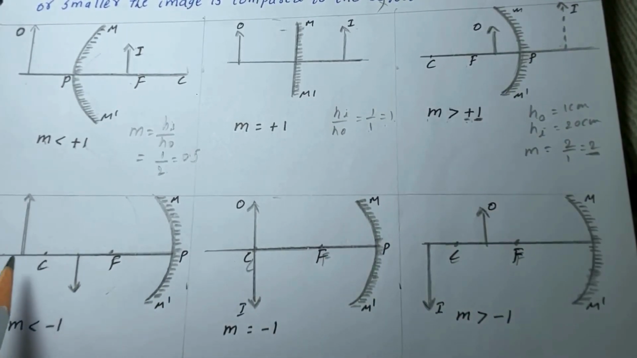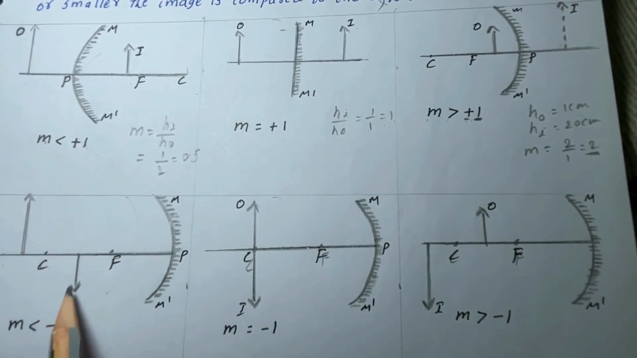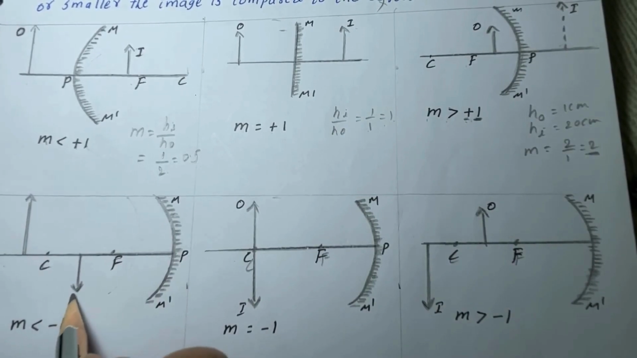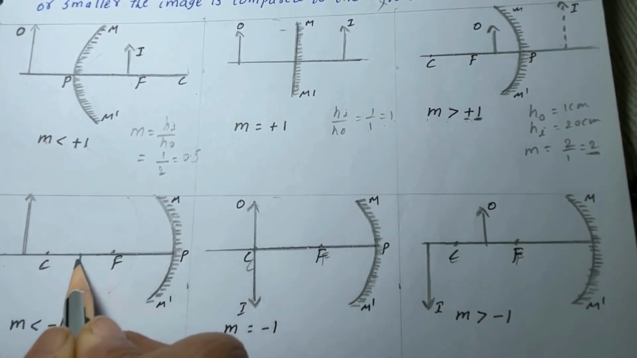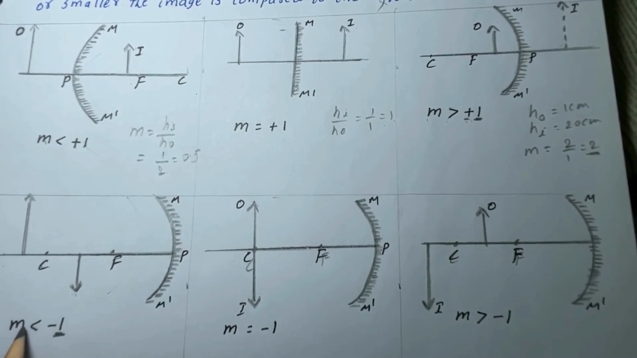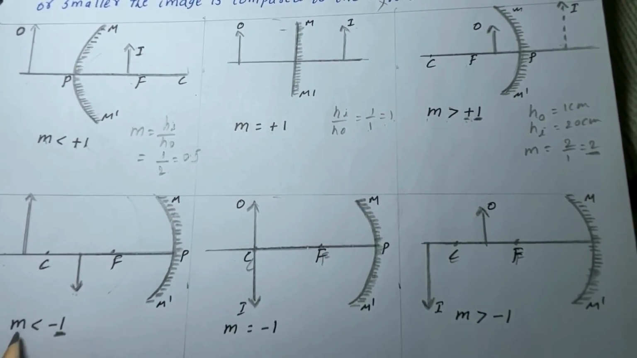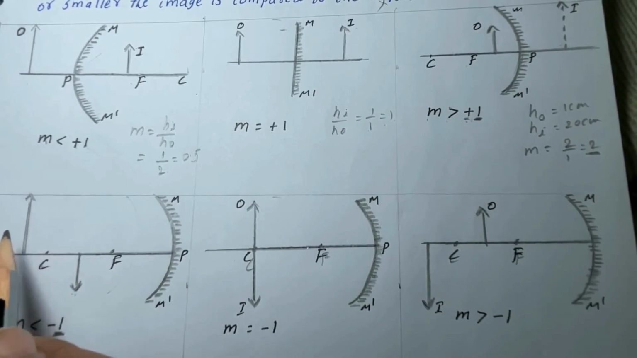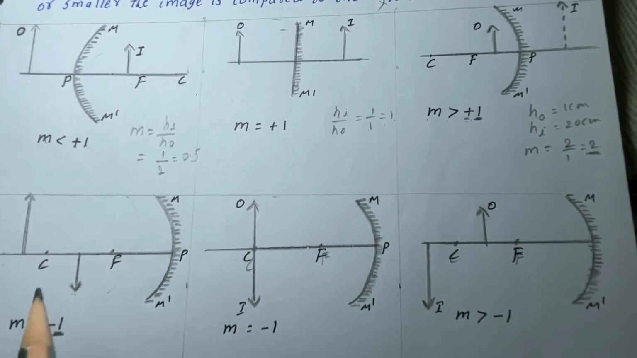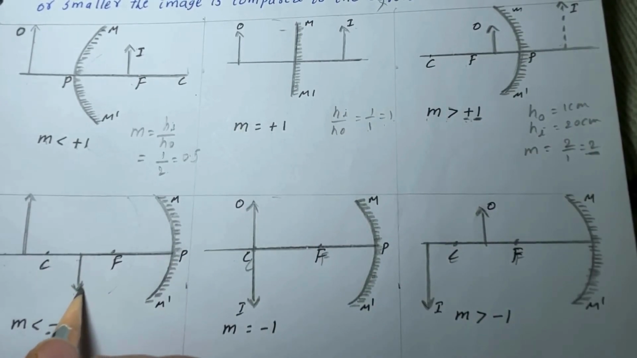And here when the object is away from the center of curvature of a concave mirror, then it forms a diminished, small size image, which is an inverted image. Here magnification is less than 1, that means the size of the image is less than that of the object size, it is a smaller image, and the minus sign shows that this is an inverted image.